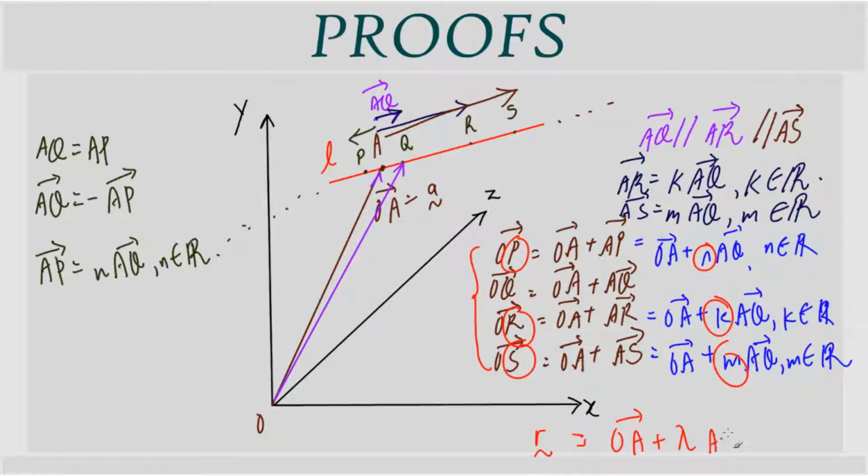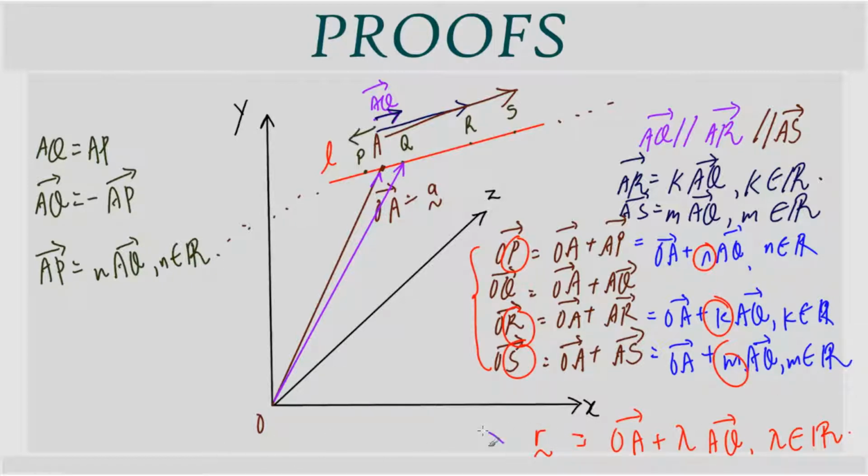This real number lambda encompasses all the possible real numbers that you can multiply AQ by, which is in fact every possible number in the real number system. And they'll give you different points along the line L, which stretches indefinitely, to infinity and beyond.